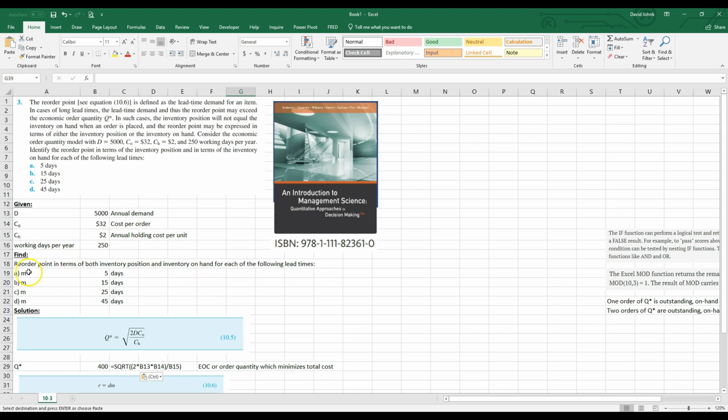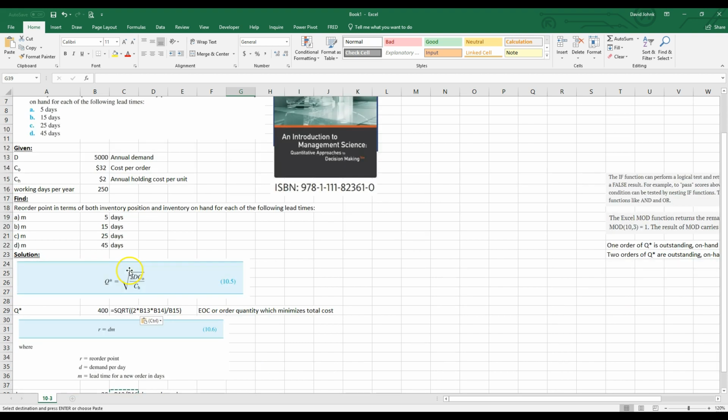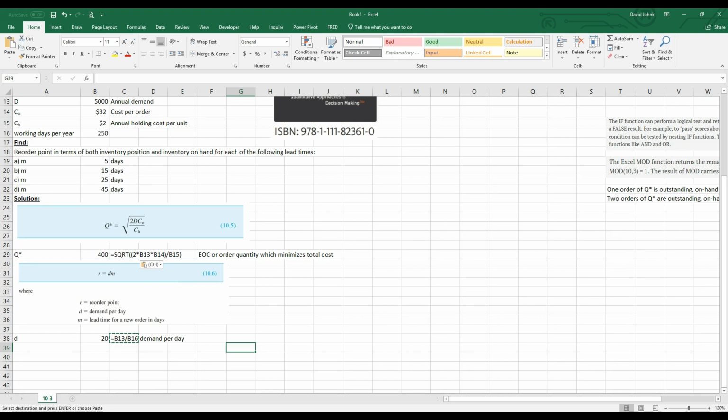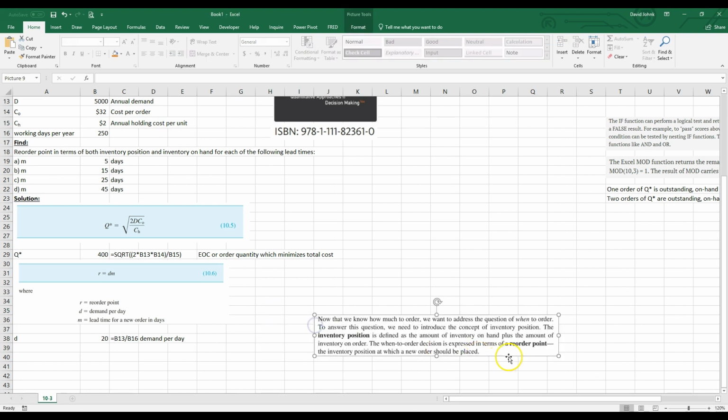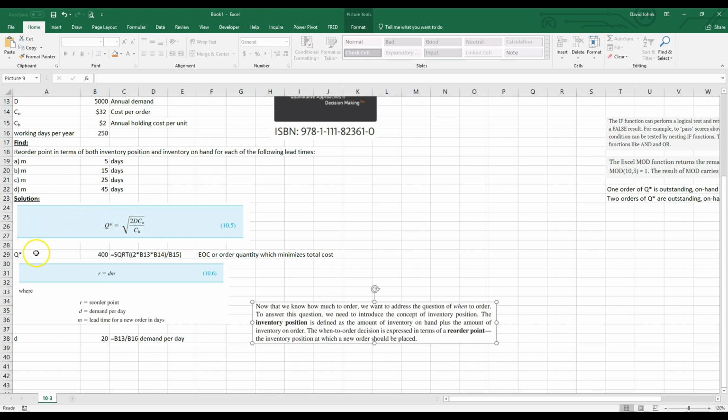Is this a kind of a fancy way? They want the reorder point in both inventory position and inventory on hand. Well, inventory position is what they're talking about. Let me copy this little definition that's out of the book. Now that we know how much to order, which is this, right? We want to address when to order. To answer this question, we need to introduce the concept of inventory position. The inventory position is defined as the amount of inventory on hand plus the amount of inventory on order. So that's basically what we want to have.